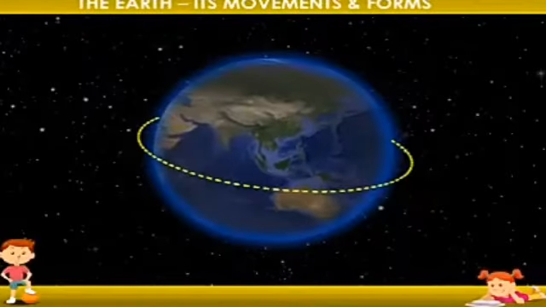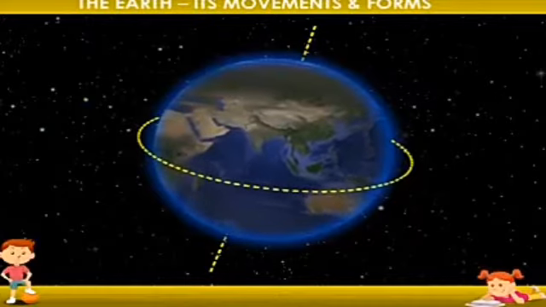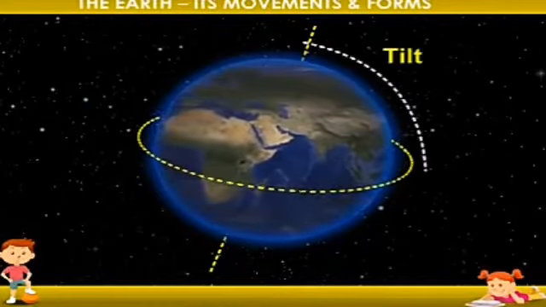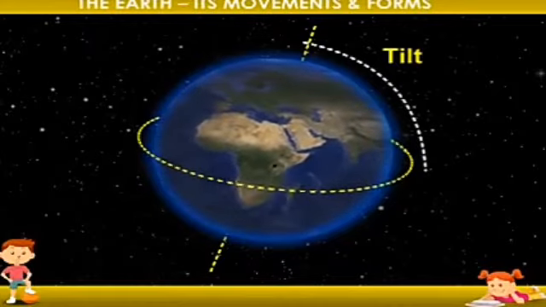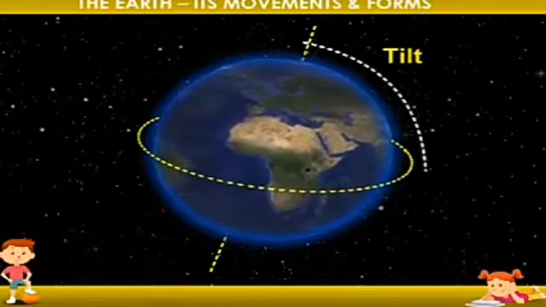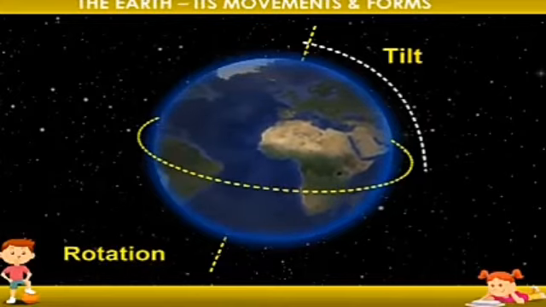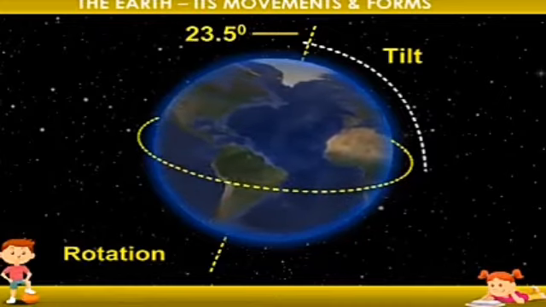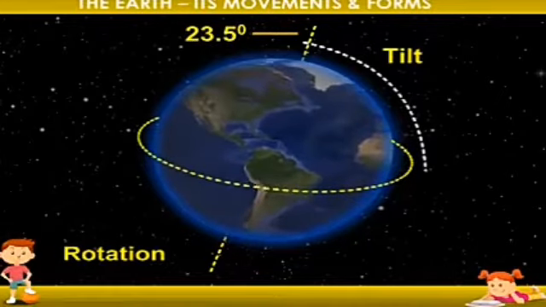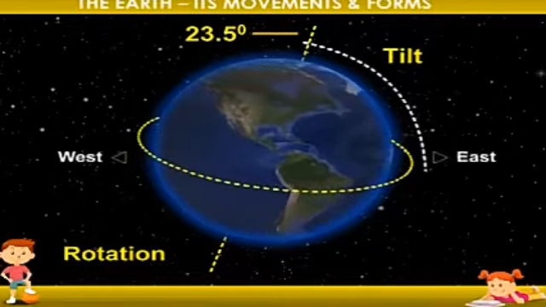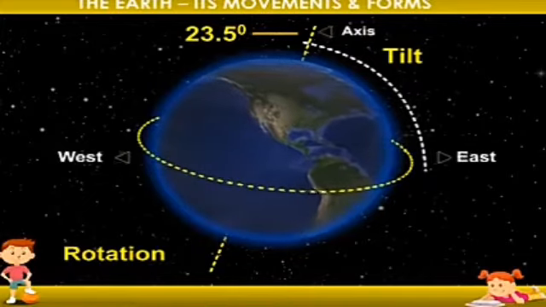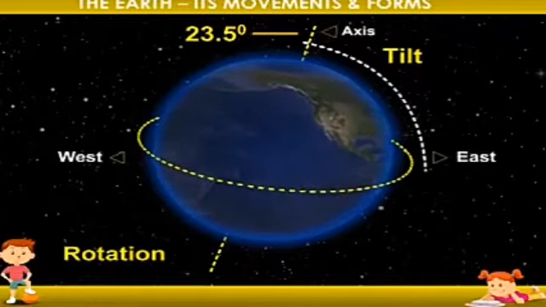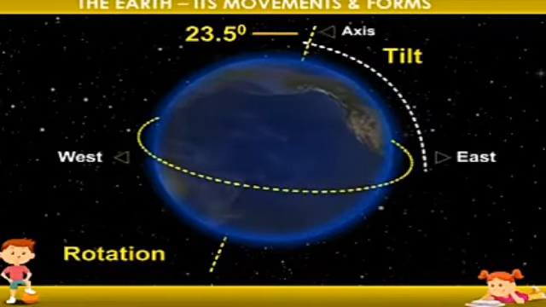The Earth rotates on its own axis. It is always spinning round and round like a top that tilts to one side. This spinning of the Earth is called rotation. The axis of the Earth is positioned at an angle of 23.5 degrees. The Earth rotates from west towards east. An axis can be defined as a straight line about which a body or geometric object rotates.